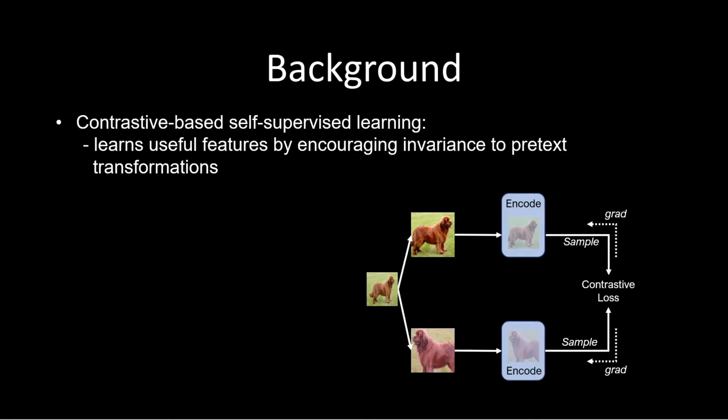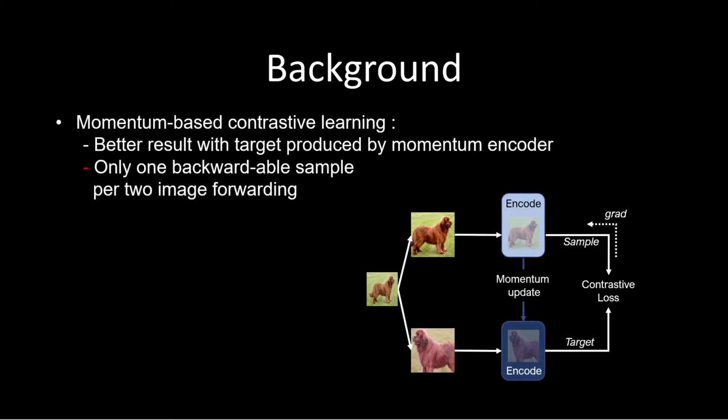Contrastive-based self-supervised learning has achieved great success in recent years. It learns useful features by encouraging the encoded representation to be robust to pretext transformations. And momentum-based contrastive learning significantly improved the self-supervised learning results by utilizing a momentum-updated teacher network to generate the contrastive target. But it only has one backwardable sample per 2 image forwarding.